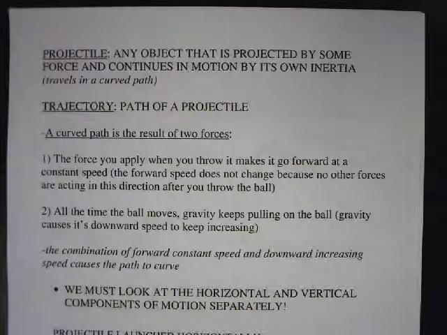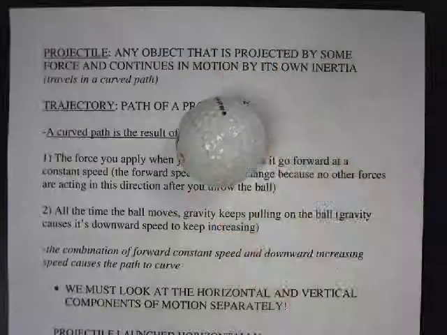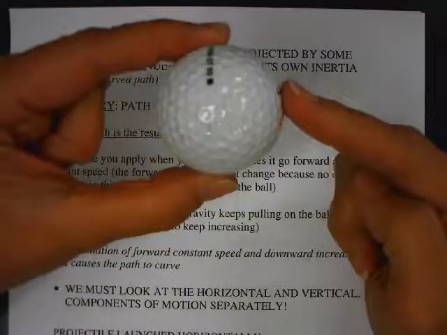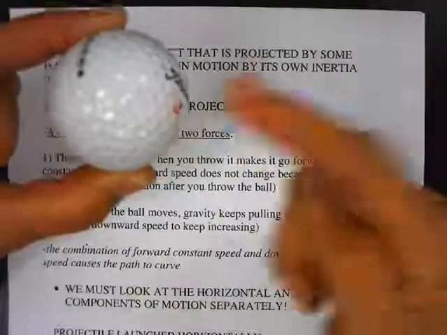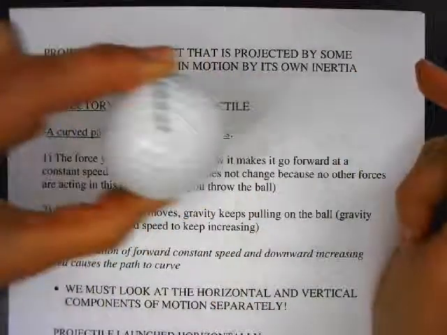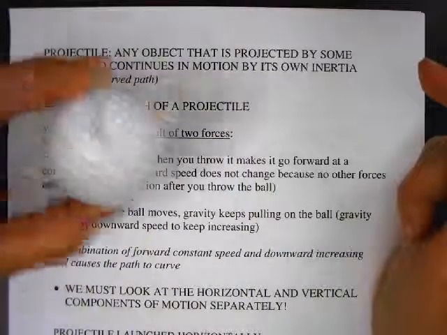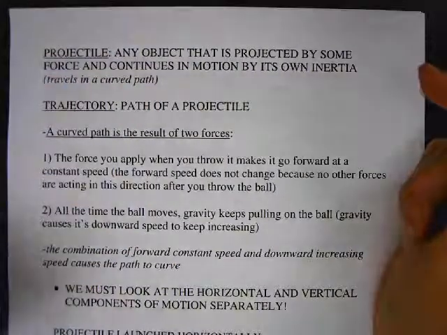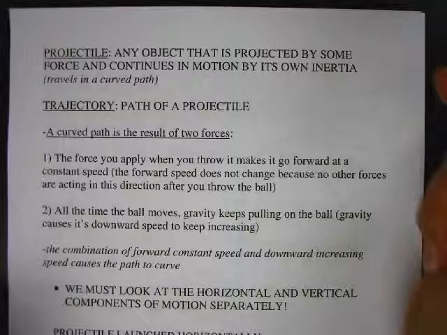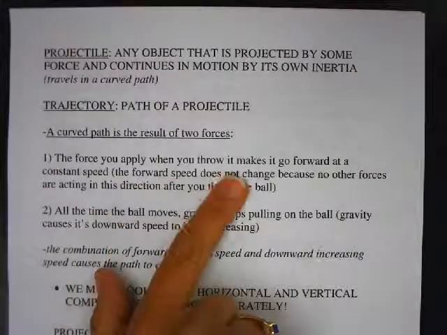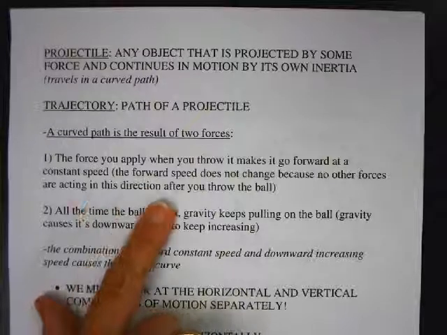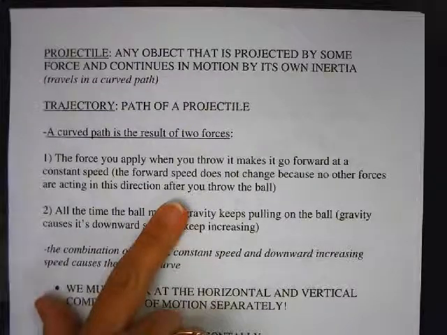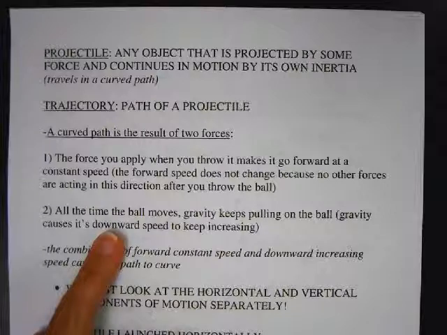So let's say I had a ball like this, and let's say I was pushing it through the air. Once I let go and I'm no longer pushing it, the only thing that's acting on this ball as it's moving is gravity. So gravity's pulling it down. So the force you apply when you throw it makes it go forward at a constant speed, but the only force acting on it, again, is the gravity that's pulling it down.